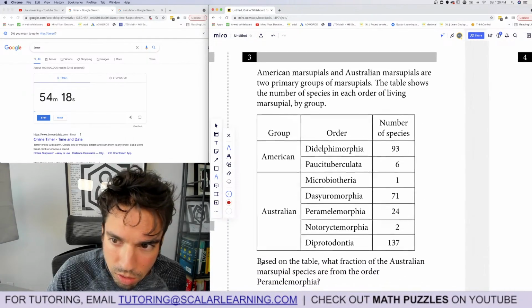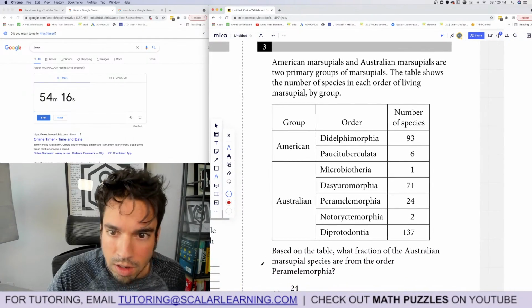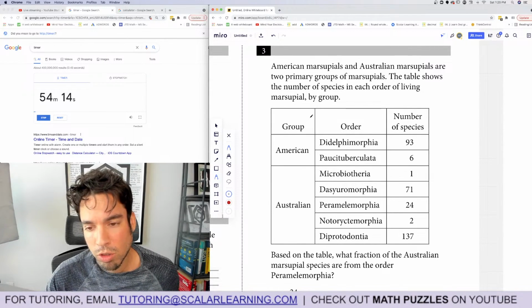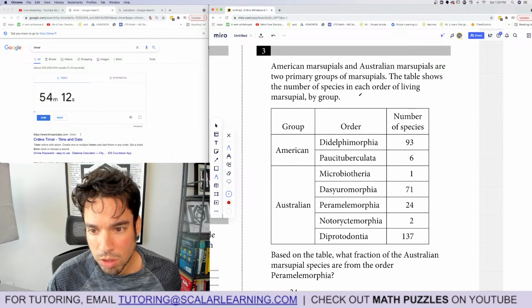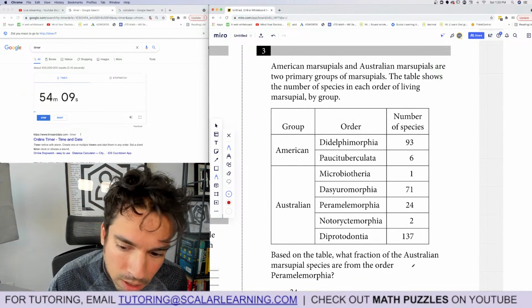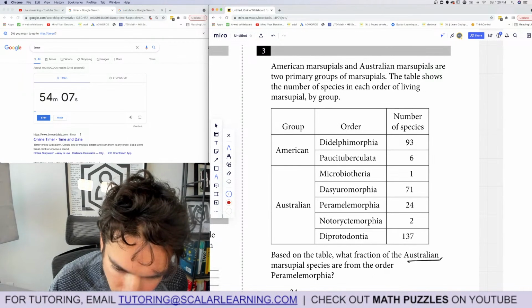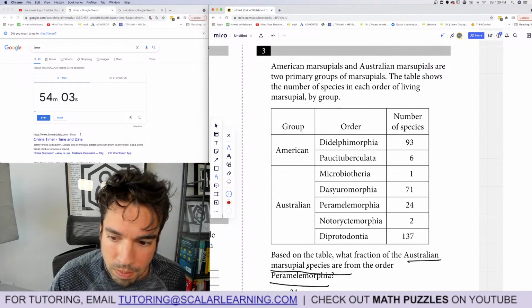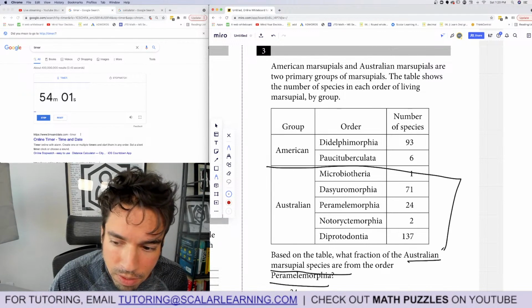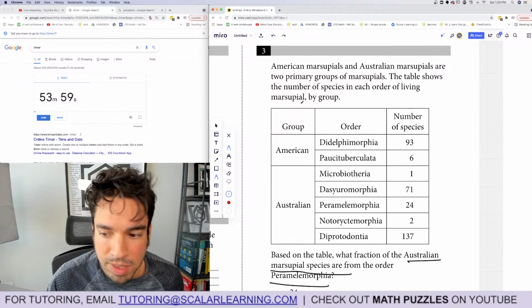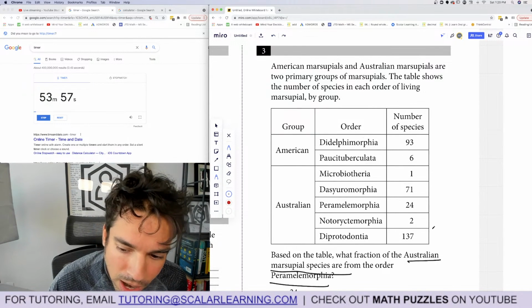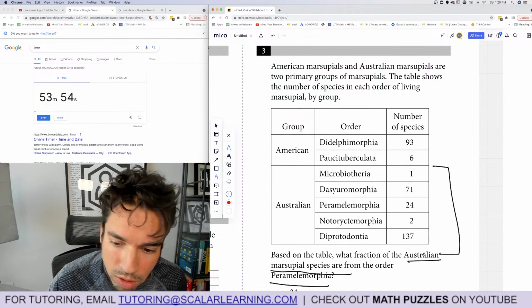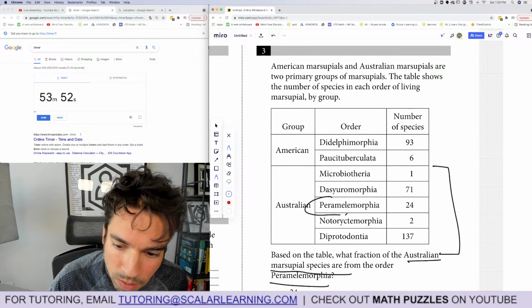Numero 3. I wonder if I should zoom out a little bit. I feel like this is too zoomed in. Okay. American marsupials and Australian marsupials are shown. 2 pioneering groups of marsupials. The table shows the number of species in each order. Okay. Based on the table, what fraction of the Australian marsupial species are from the order this one? So you see now there's a subset. We're not talking about the whole thing. What fraction of the Australian marsupials is this one?